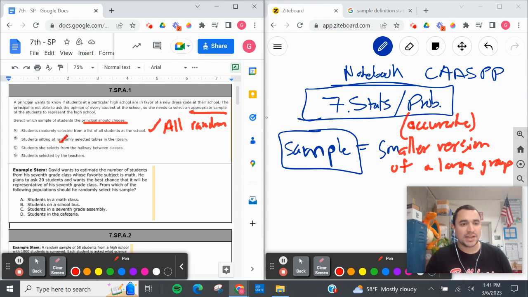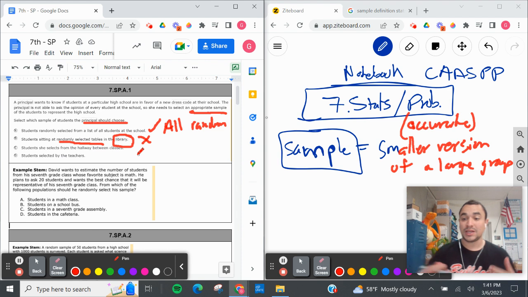Students sitting at randomly selected tables. Well, the thing is that you're not including everybody, especially if it's in the library. If you're in the library, what type of students are in the library? Is everyone going to be in the library? No, just a select few. So that's probably not going to be a good choice.